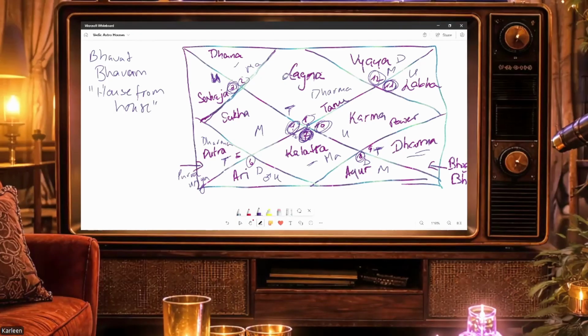And then you have, of course, a planet's behavior in a house changes based on what it rules. Okay, so that's clear. I think that's the same or very similar, of course, in tropical astrology. So this is why the same planet in the same house can act very differently for different lagnas.